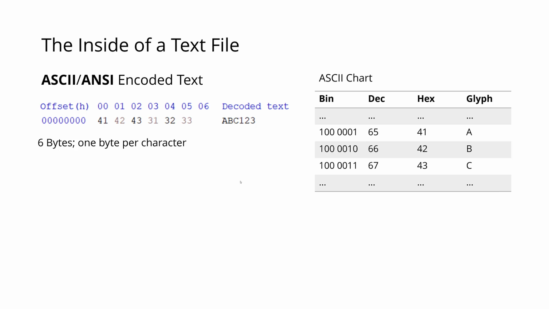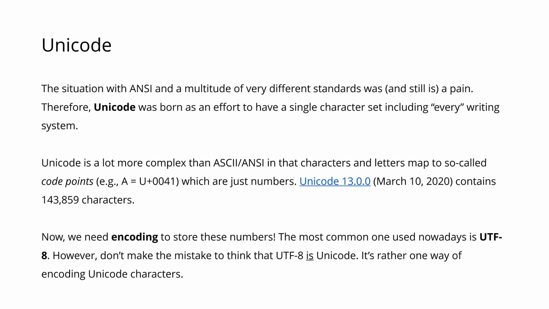Very straightforward. You just have numbers, and then you have a table, and you look up what character is represented by this number. It's a very straightforward system, worked quite well. However, given the situation with ANSI and the multitude of different standards, that's just a pain. And it still is a pain because these are still used from time to time. Therefore, we came up with Unicode.